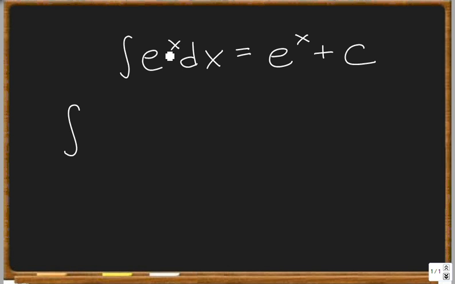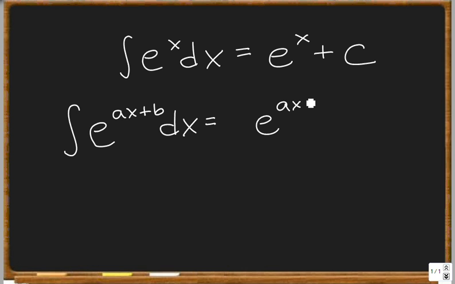Now, let's say the derivative of our exponent is different than 1, like in the case where we have e to the ax plus b dx. That integral is going to be the same. So we're going to have e to the ax plus b. The exponent never changes. We have the plus c.